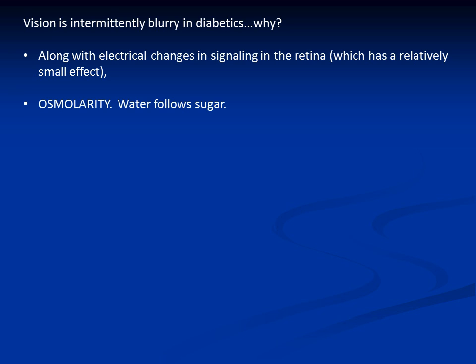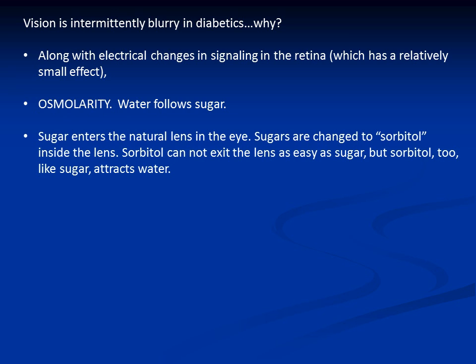The biggest effect here is called osmolarity, and it's the concept of water following sugar. Sugar from the blood actually gets into the lens as well. So sugar enters the natural lens, your crystalline lens. It gets changed into a substance called sorbitol. Sorbitol cannot exit the lens as easily as sugar, but sorbitol attracts water, just like sugar does. This is the reason you get so thirsty when you've got high blood sugar.